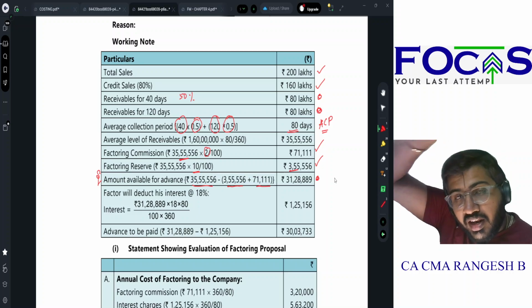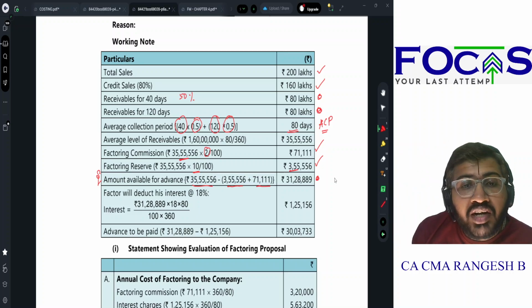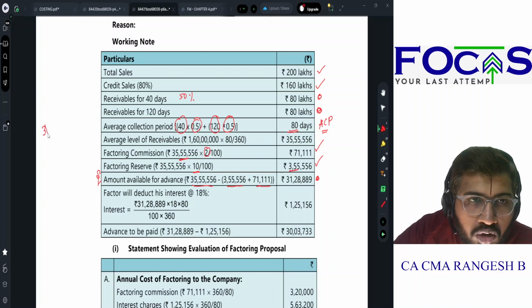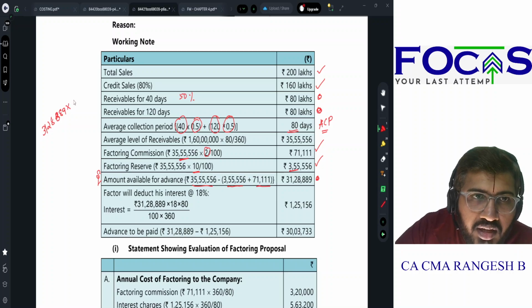31,28,000. What will the factor do with this? He will deduct his interest also. How should interest be computed? Amount available 31,28,889. He is going to finance us for 80 days, which is my average collection period.